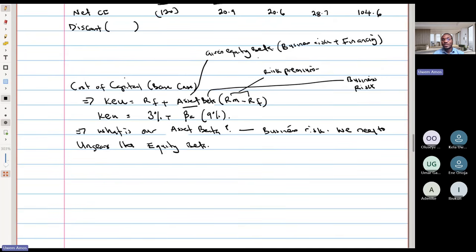So we need to be able to take what we are given, which is this equity beta that has both the business and financial risk. We take this out of it, and that will leave us with the business risk, which is what we need. The process of taking our equity beta and removing the financial risk from it, so that it leaves us with just the business risk, which is what we need for the calculation, is called ungearing. So that is what the term ungearing refers to.